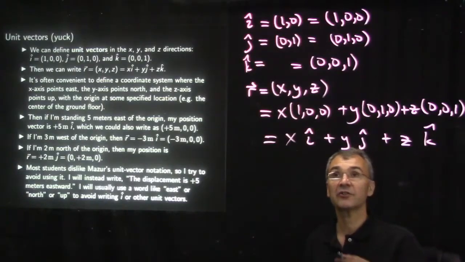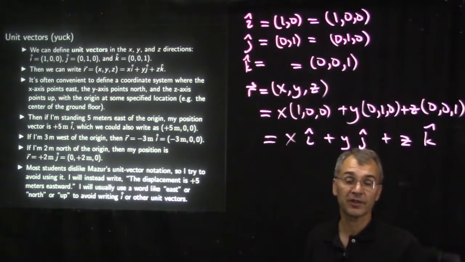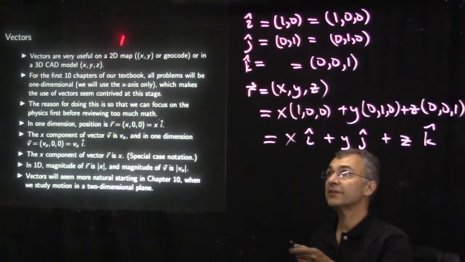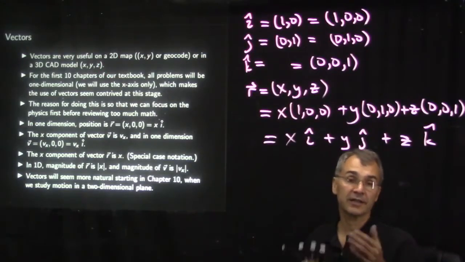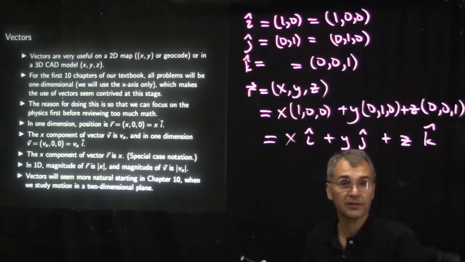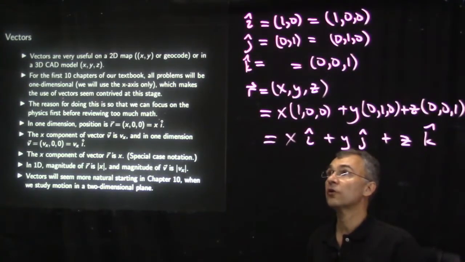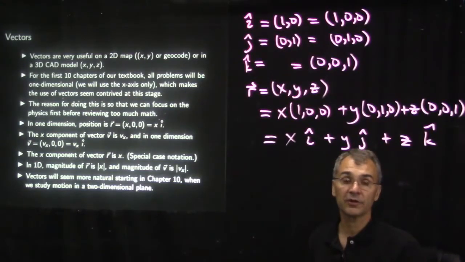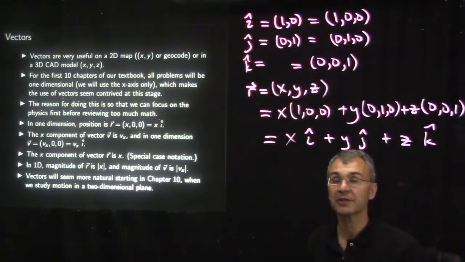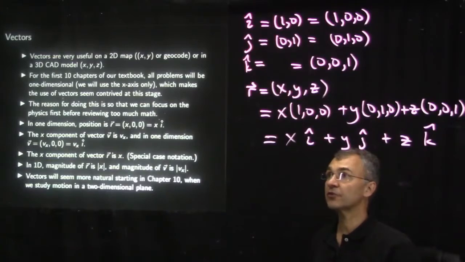Once we get to chapter 10, you'll also see j hat, which is the unit vector that points in the direction in which y increases. So vectors are pretty useful. Like on a two-dimensional map, you have longitude as one coordinate and latitude as the other coordinate. You have geocodes, so it's like latitude, longitude. Or in a 3D CAD model, you'll have x, y, and z coordinates as you put together the vertices of every triangle or the vertices of every polygon. Again, for the first 9 chapters of the book, all of our problems will be one-dimensional.